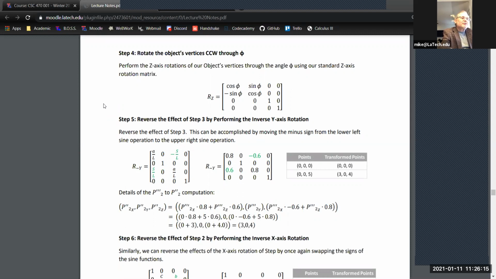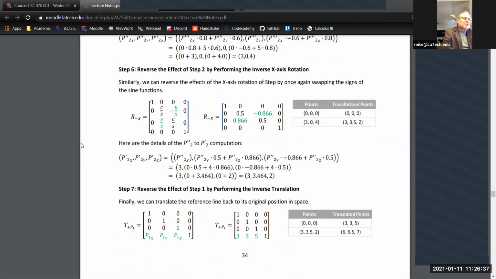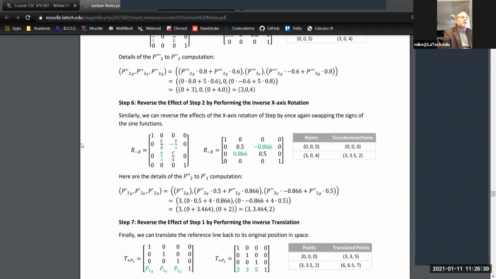And that's why I have those in green to show you that they're changing, because I just want to undo the rotation, the Y-axis rotation that got me to where I'm at. So I undo that. So 0.5 goes back to being 304. Okay. And now in step 6, if I can scroll down there, in step 6, I do the same thing. I reverse the effect of step 2.